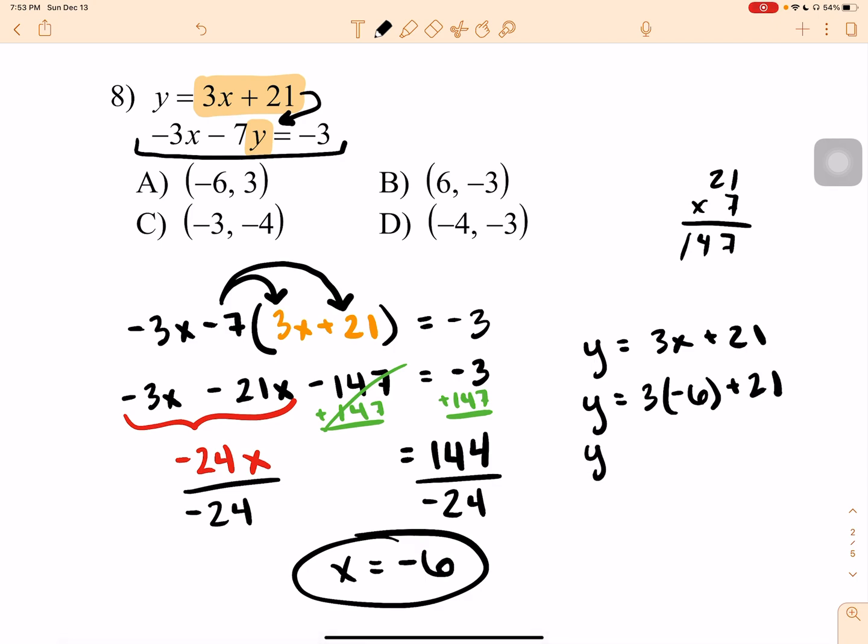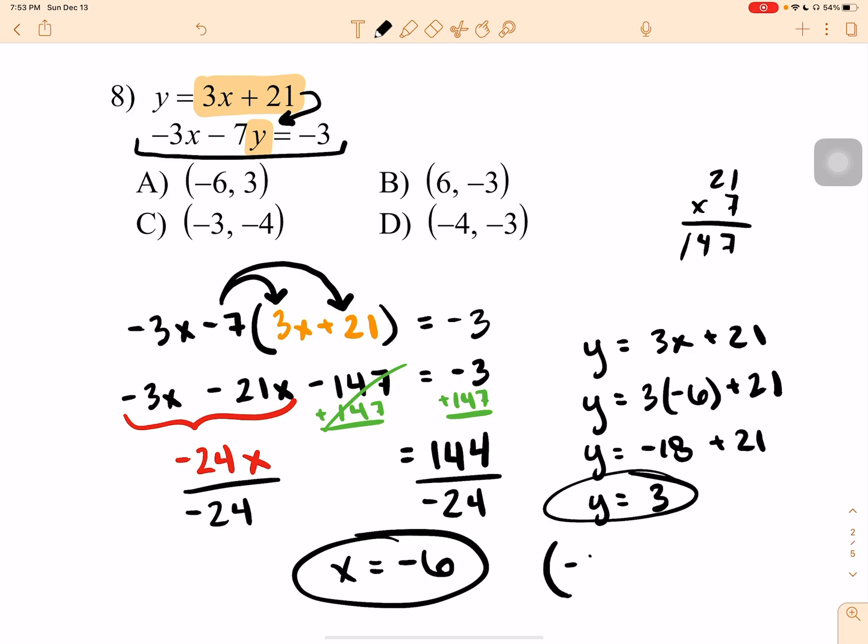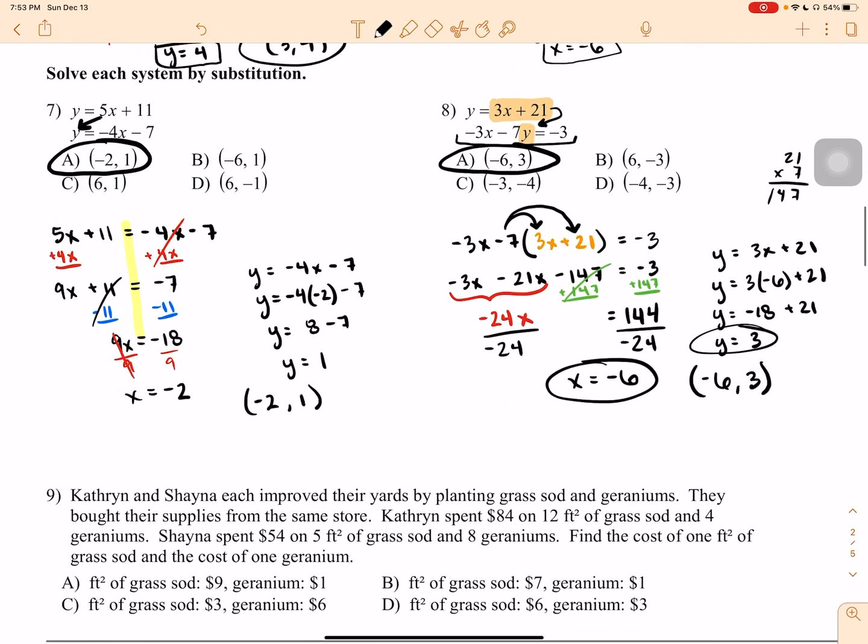So here, y equals negative 18 plus 21, y equals 3. So it should be the solution, negative 6 comma 3, and it is. Okay, so our answer is A. All right, so here we go.